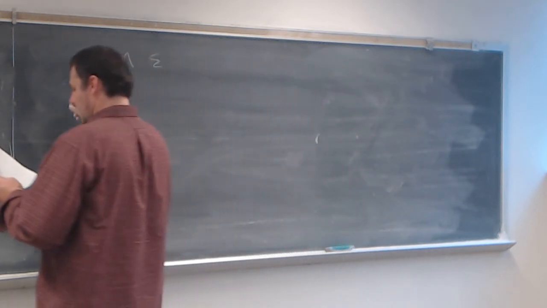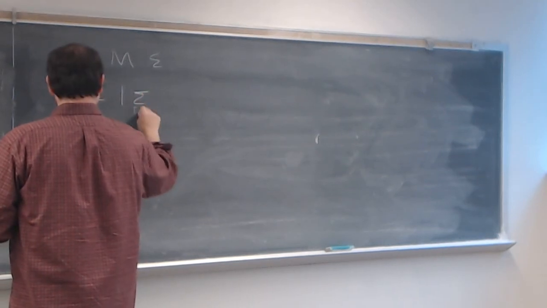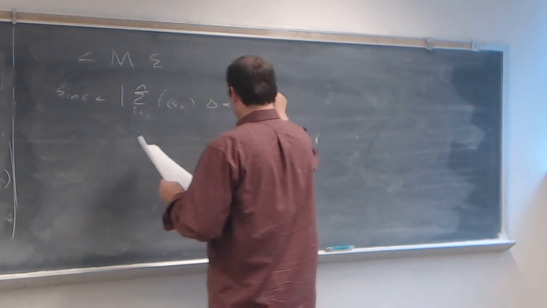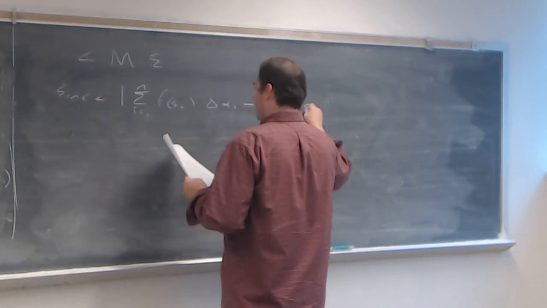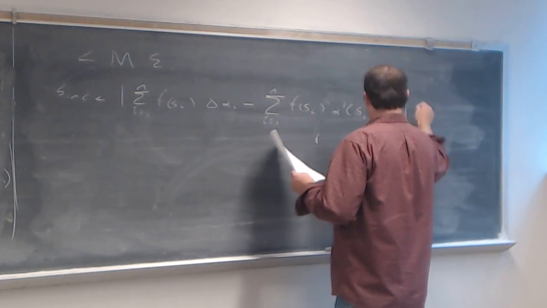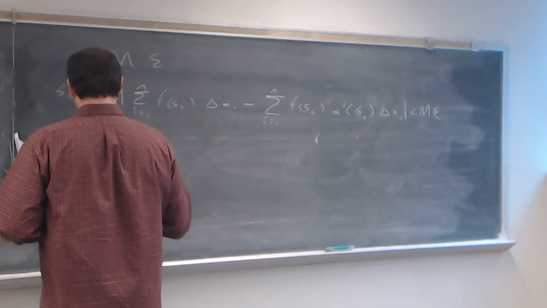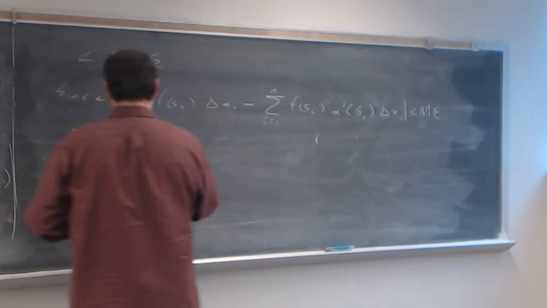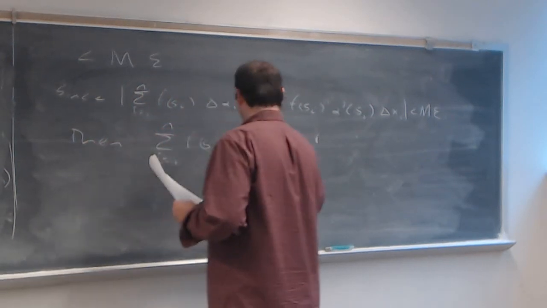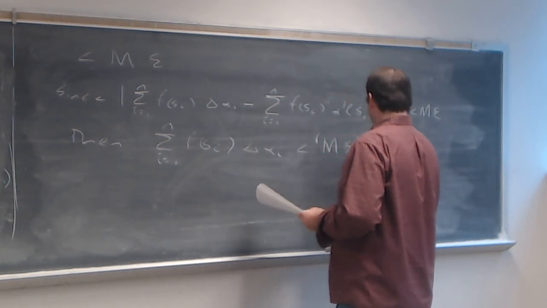Well, since for our result here, the absolute value of the sum as i runs from 1 to n of f of s sub i delta alpha sub i minus the sum as i runs from 1 to n of f of s sub i times alpha prime evaluated at s sub i times delta x sub i is less than m times epsilon, then, coming up with an inequality that doesn't involve absolute values, what we have is this original sum, the first sum, will be less than m times epsilon plus the second sum.